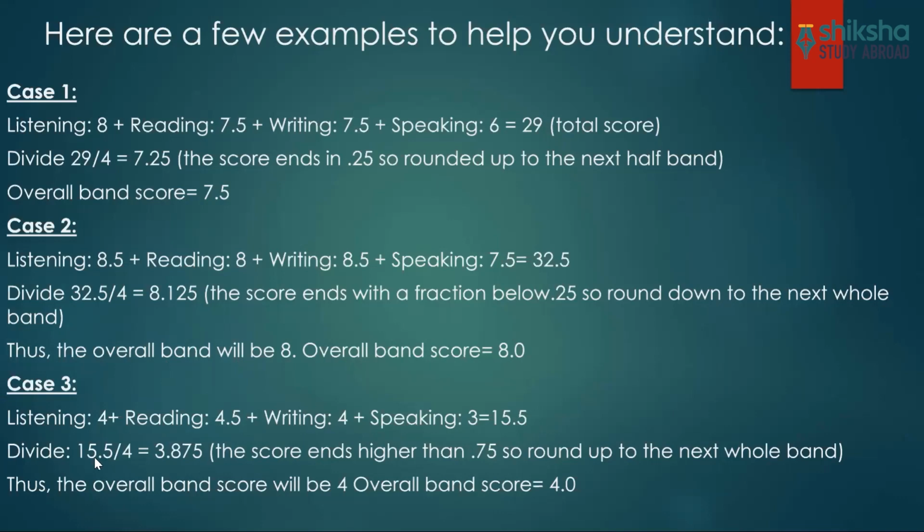The last example, case 3: listening 4, reading 4.5, writing 4, and speaking 3. Total is 15.5, and divided by 4, it comes to 3.875. So after 3 point, the score ends higher than 0.75, right? So round it up to the next whole band. So this is how it is calculated. You will get a band score of total 4. That is overall band score 4.0.